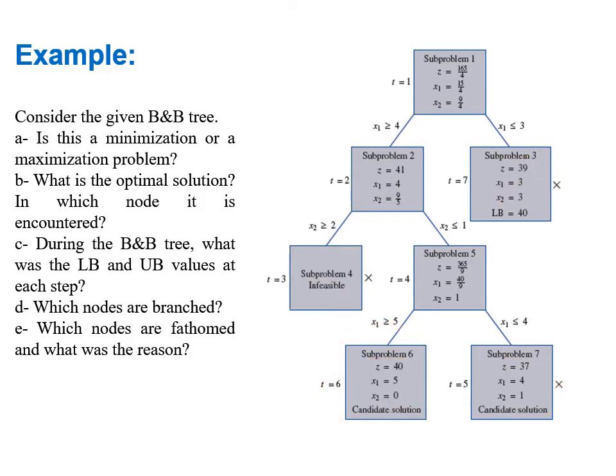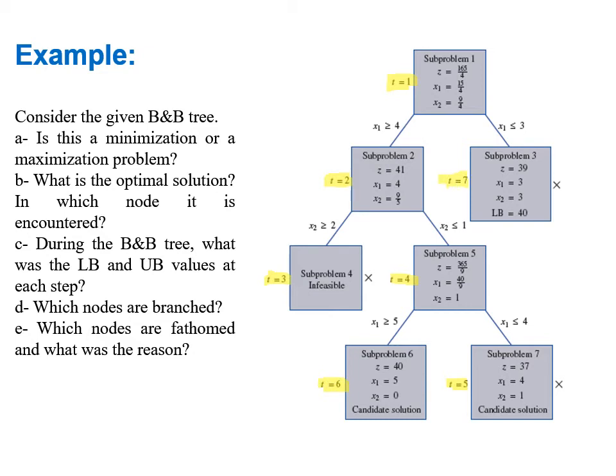In part C, we are asked about the lower and upper bounds at each node of the branch and bound tree. For this purpose, we need to know the sequence in which we explored these nodes. In this example, that information is given with T equals 1 here. It means that this is the first node that we explored. Then we explored this one second, third, fourth, fifth, sixth, and seventh.